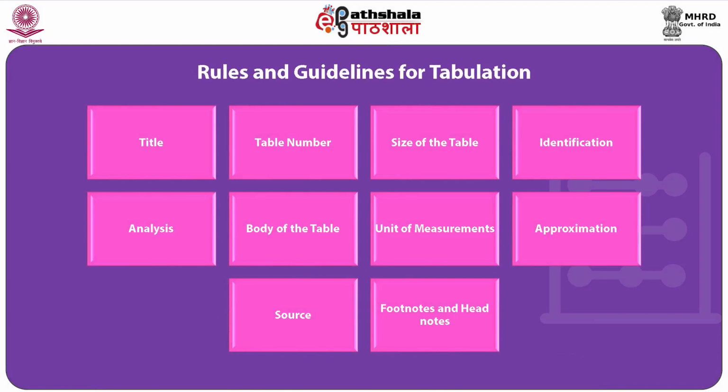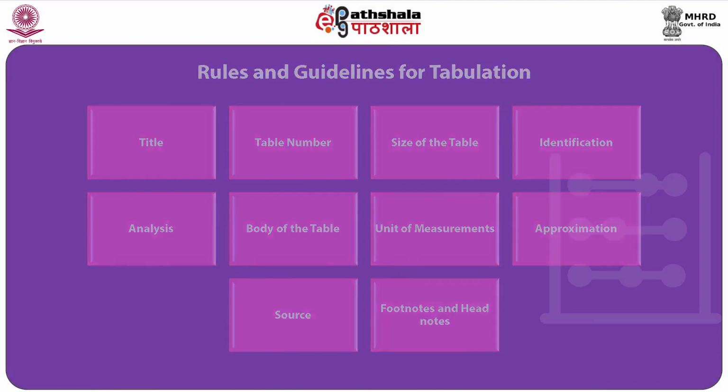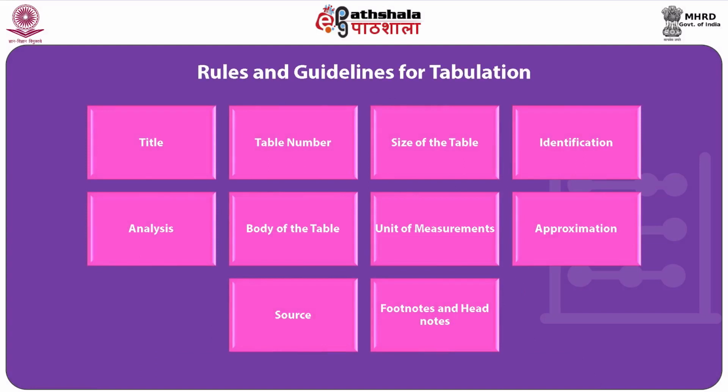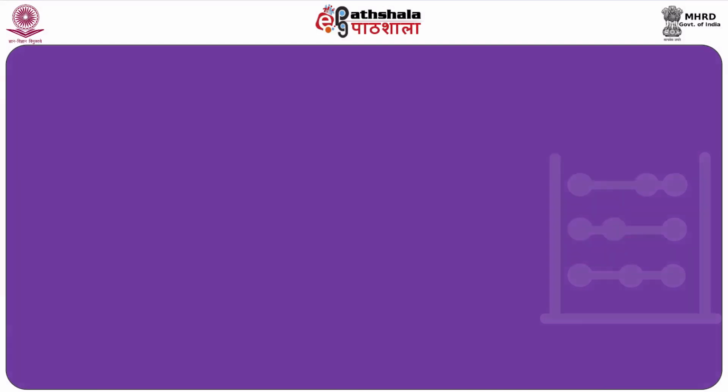Another guideline of tabulation is body of the table. In the body of the table, information should be given in a systematic manner so that comparative information is kept side by side, totals are given at the end and miscellaneous information is given in the last column and last row. Unit of measurement is another guideline to be followed for tabulation, that is, the unit of measurement should be indicated under each heading and subheading depending upon the requirement. The next guideline is approximation. Data may be approximated to fit in the space provided to facilitate comparison as well as analysis.